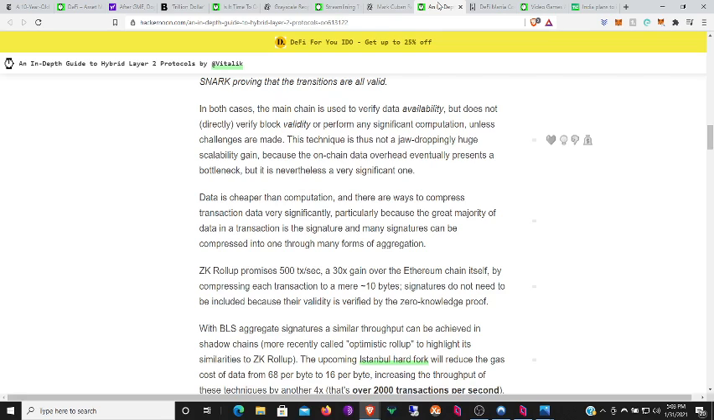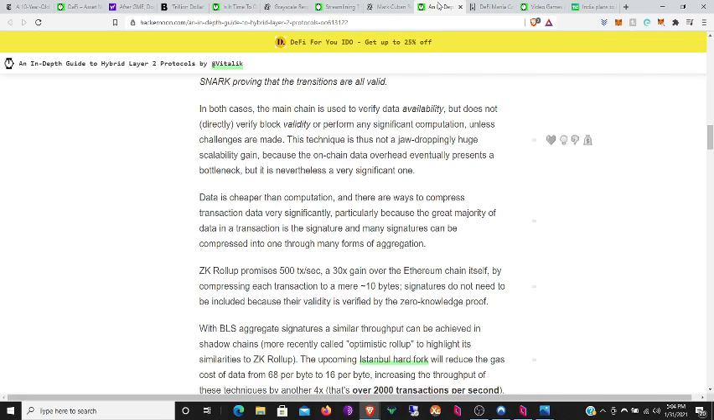In both cases, the main chain is used to verify data availability, but does not directly verify block validity or perform any significant computation. Unless challenges are made, this technique is thus not a jaw-dropping huge scalability gain, because the on-chain data overhead eventually presents a bottleneck, but it is nevertheless a very significant one.